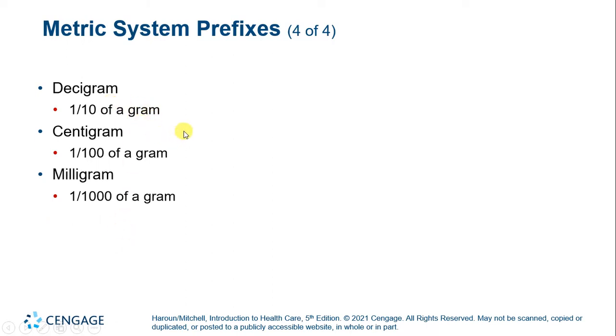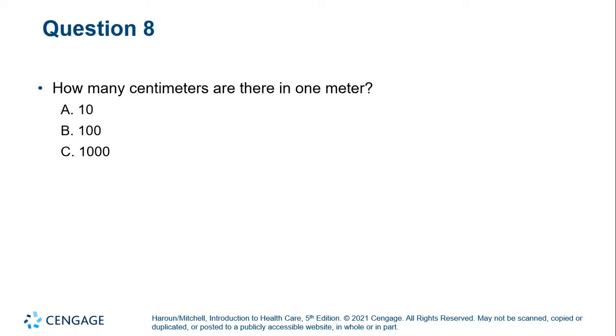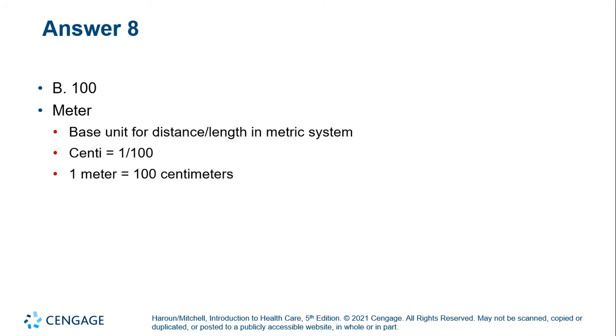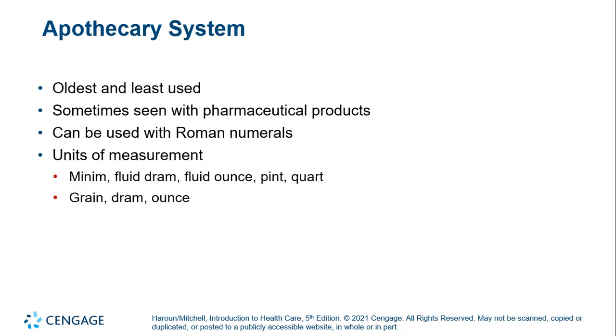Deci, centi, milli. How many centimeters are in a meter? It is 100. So again, if you memorize that chart, you will be able to answer these questions quite easily. The apothecary system is the oldest and least used. I will not ask you a question on the apothecary system either. Okay, so we use grains, drams.